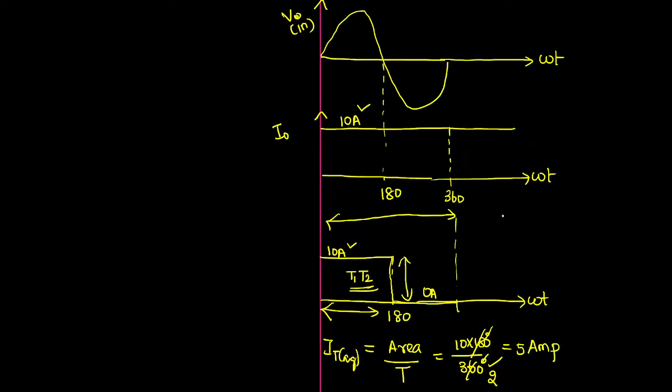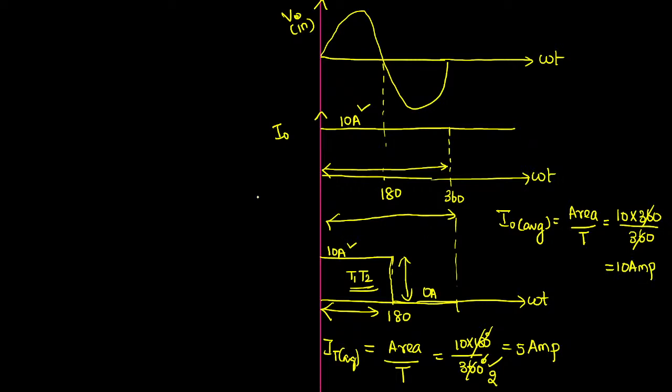Now I am asking how much the output current is. For the same 360 degree, how will you say the average value of the output current? Average current, as usual, is area by time period. What is the area? I am considering up to 360. The current exists up to 360. There is no zero. So I can say the area will be 10 ampere available up to 360 degree, divided by the overall period also 360 degree. So it gets cancelled here. So it will be equal to 10 ampere. Yes or no? So let us generalize the things.